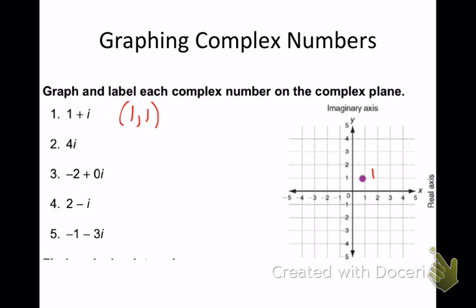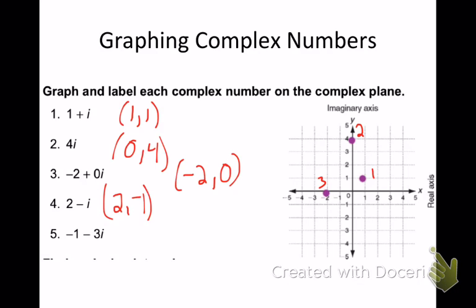4i. What would the coordinate 4i be similar to? Yeah, that'd be like saying 0, 4. So positive 4i, right there. There's number 2. Number 3, negative 2 plus 0i. Negative 2, 0, right? So there's number 3. 2 minus i, what's that coordinate kind of similar to? That'd be like 2, negative 1. So I go over 2, down 1. There's number 4.